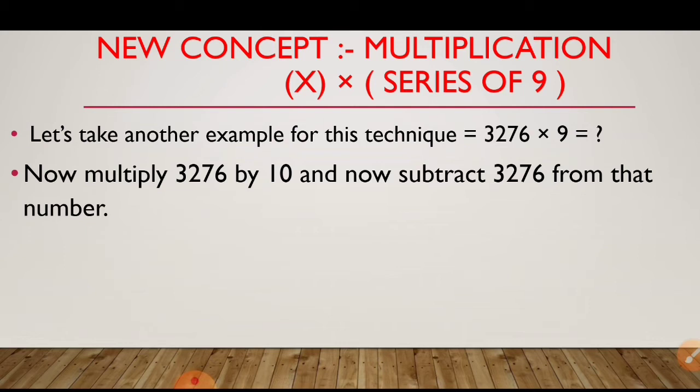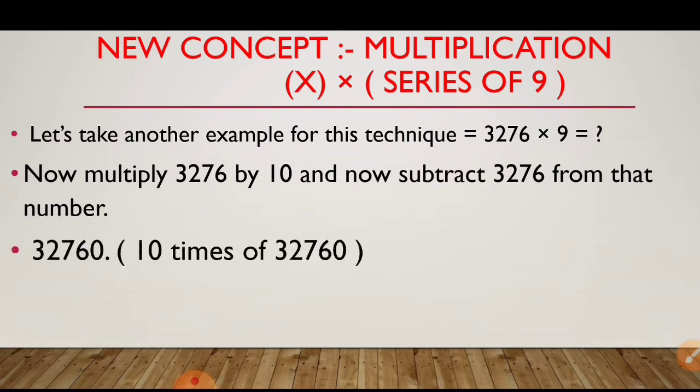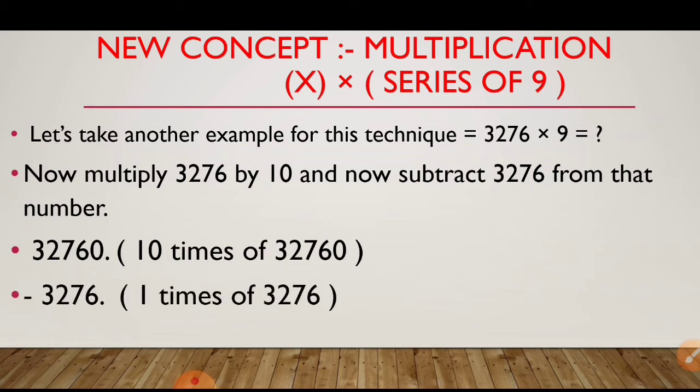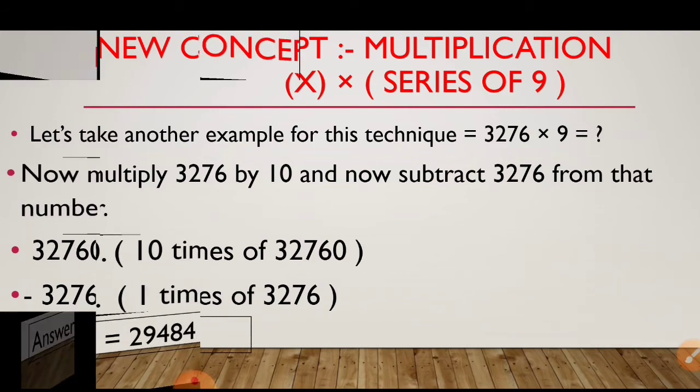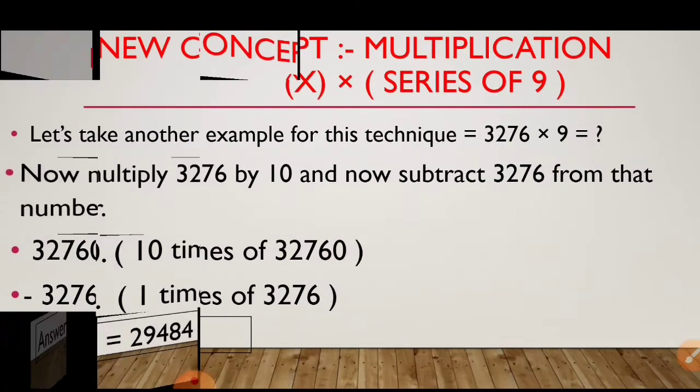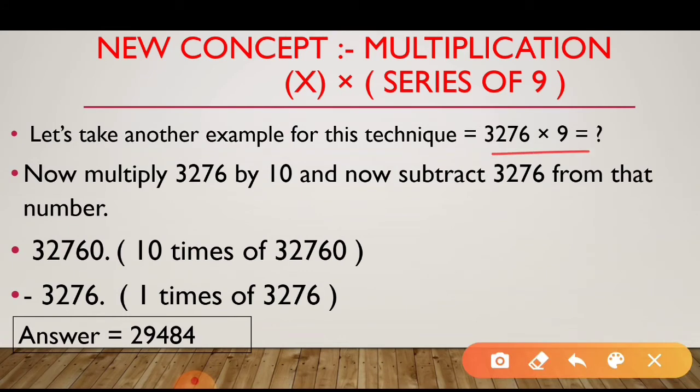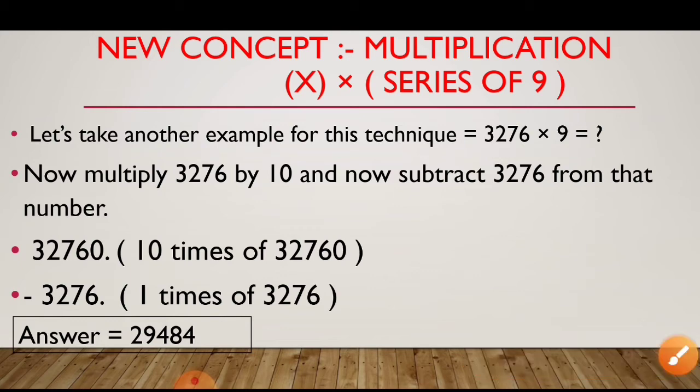Now multiply 3276 by 10 and subtract 3276 from that number. Okay, means the answer comes 32,760. Why 32,760? Because we multiply here by 10. Now subtract that number from that value. Now our answer is 29,484. It means our question, 3276 into 9, the answer comes 29,484.